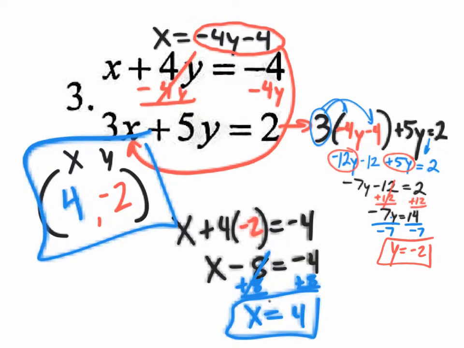Of course, if I would have changed these standard form equations into slope-intercept form, and if I would have graphed them, they would intersect at the location of 4 on the x, negative 2 on the y.